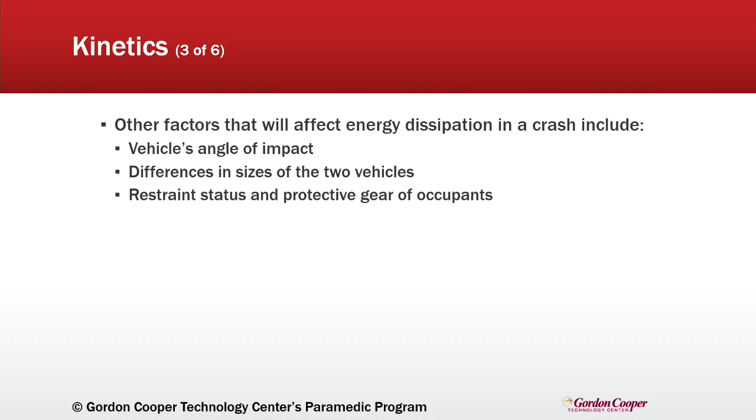Several factors are going to influence how this energy is dispersed during a collision. Of course, angle of impact, such as a frontal or side impact, affects how those forces are distributed and how the occupant strikes the interior of the car. The size and weight of vehicles involved is also going to play a major role in that. The use of restraints or protective gear will also affect how much energy is transferred to the occupants within the vehicle.